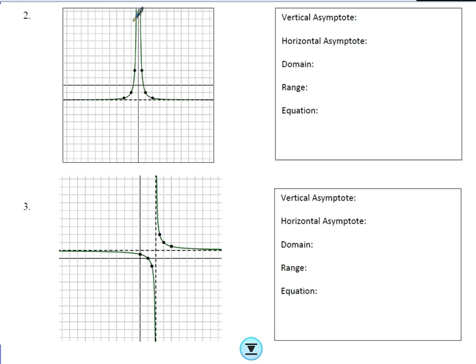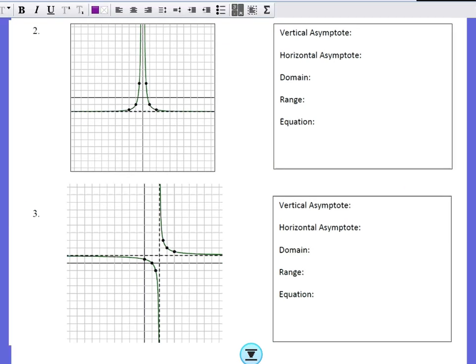For number 2, again you have the asymptotes drawn in for you. It's hard to see when they're on an axis, but the vertical asymptote has not changed. It is still x equals 0, same as the original parent function. The horizontal asymptote has changed; now it's y equals -2. This particular equation is a transformation of 1 over x squared.